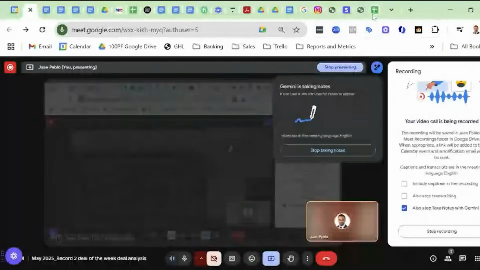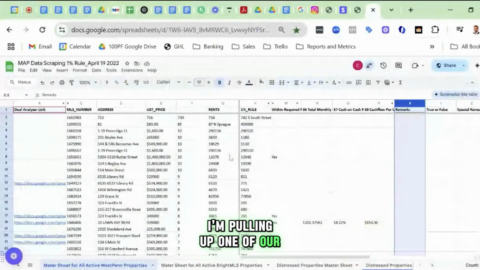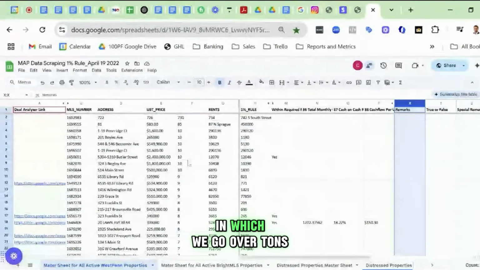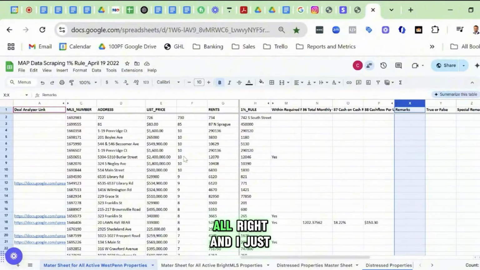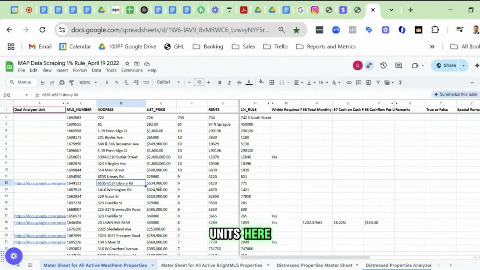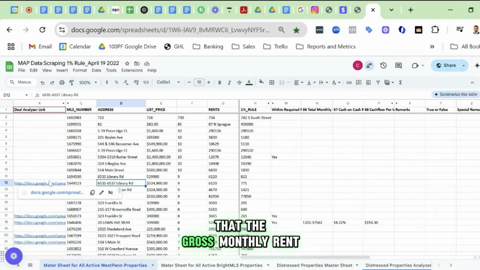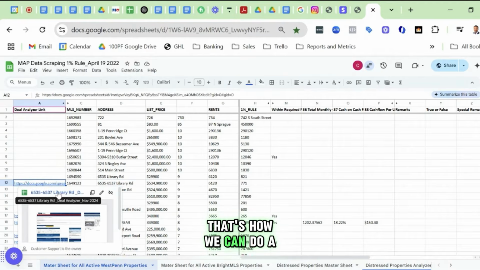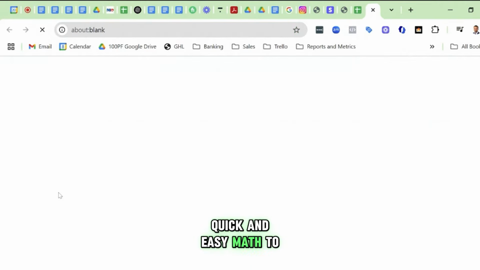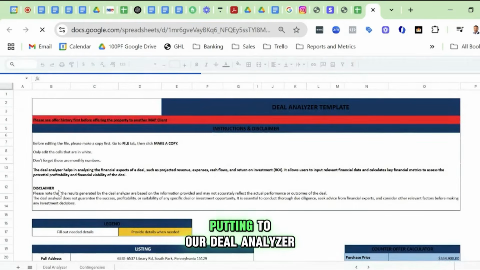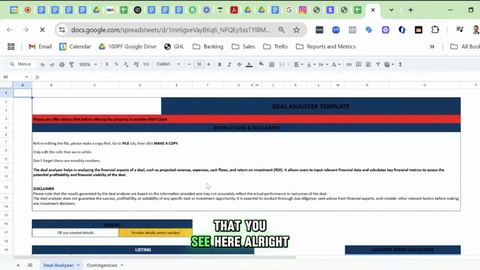Share my screen. Great. So what I'm doing is pulling up one of our proprietary spreadsheets, in which we go over tons of deals. I just want to show you a deal here. This is a 9-unit. The first thing we do is apply the 1% rule. The 1% rule is basically that the gross monthly rent should be 1% or greater of the asking price for the property. That's how we can do quick and easy eyeball math to see if this deal is worth putting into our deal analyzer that you see here.